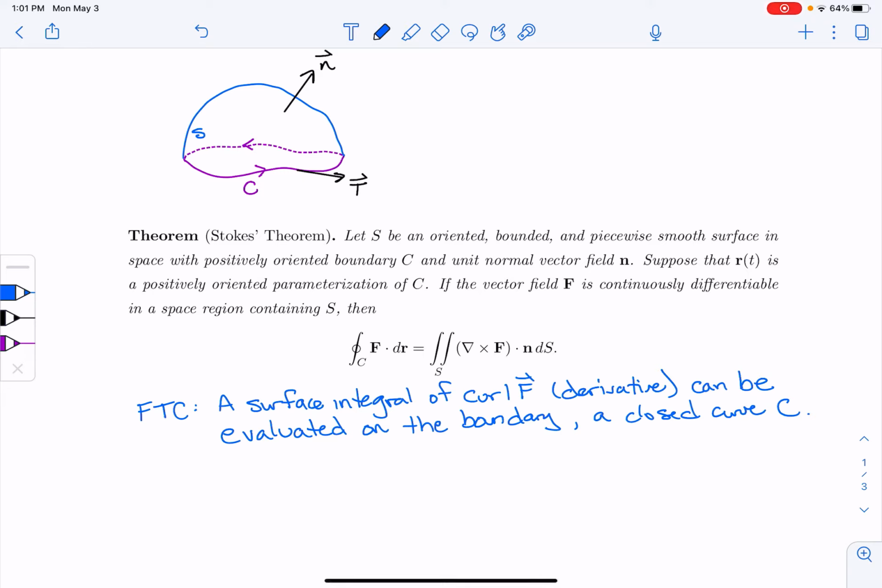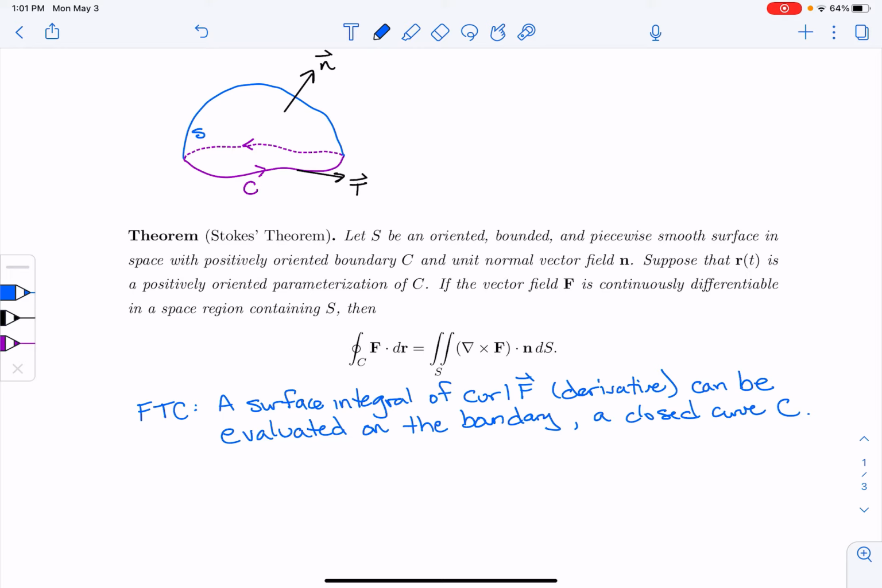Whenever we're looking at the fundamental theorem of calculus, we're looking at the integral of a derivative can be evaluated by considering the function on the boundary. And so here we have a very specific derivative that we're integrating. That's the curl of F. And we're going to be able to evaluate that by looking at F on the boundary. Specifically, we're going to integrate F dot dr.